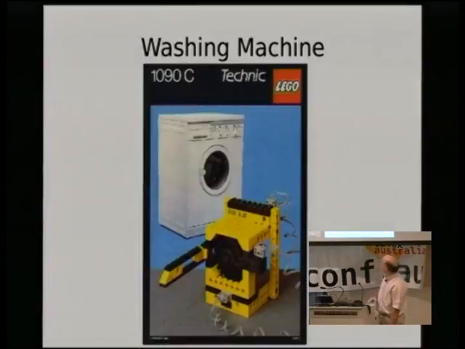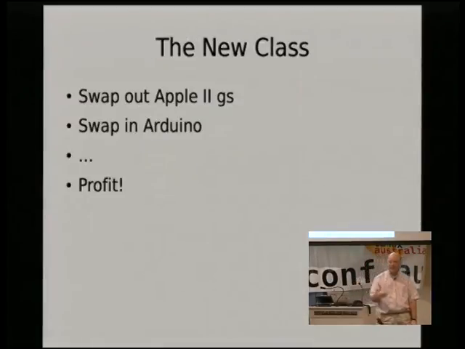Here's a picture of the washing machine. Yeah, it has a little wheel there. There's a little black tire in there that's supposed to be the actual wash, and it's got motors and sensors and lights. Yeah, it was fun. So what was my basic plan? Well, the 25-year-old hardware was dying.